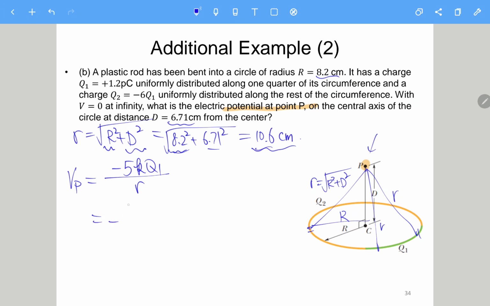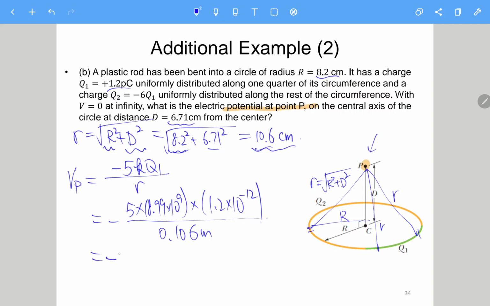So it turns out to be negative 5 times 8.99 times 10 to the 9th power times Q1, this one, 1.2 times 10 to negative 12, all over 0.106 meter. Okay, so this number will be negative 1.78 volt. Okay, so it is an easy example.